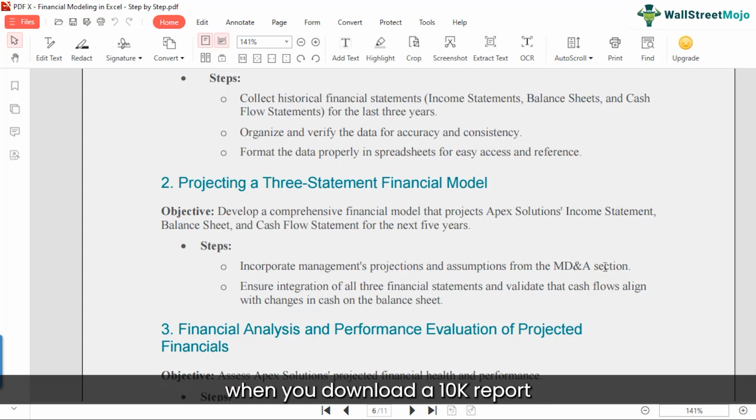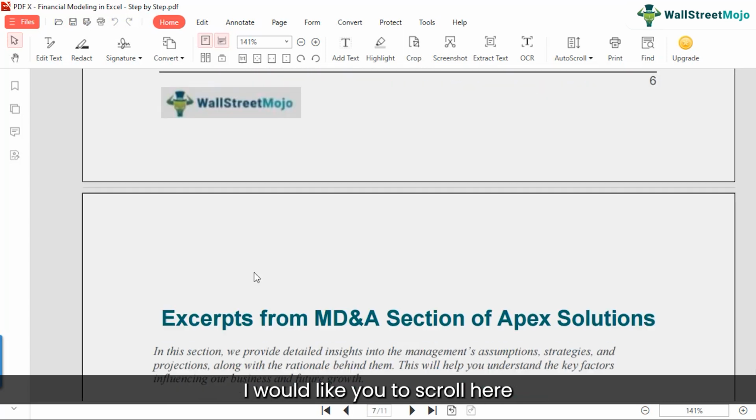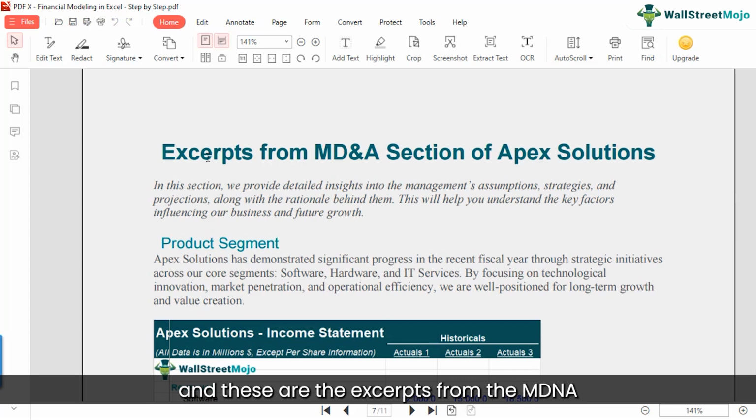For example, when you download a 10K report of a specific company or an annual report, they have this section where they analyze the business of the company and also give you variables on how the company may perform going forward and what they feel about it, right? So analysts like us typically pick cues from there and create the financial model accordingly. So here, if you look at this MD&A section, these are the excerpts from the MD&A section of Apex Solution.